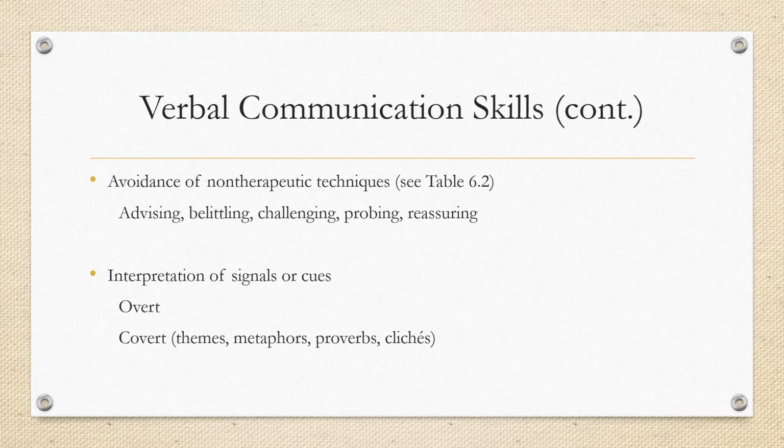To understand what a patient means, the nurse watches for signals and cues. Cues are verbal or nonverbal messages that signal key words or issues for the patient. Overt cues are clear and direct, while covert cues are vague or indirect and may need to be explored further.